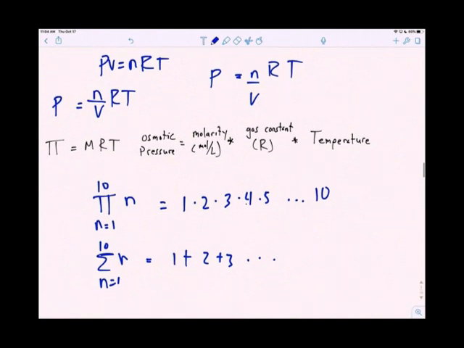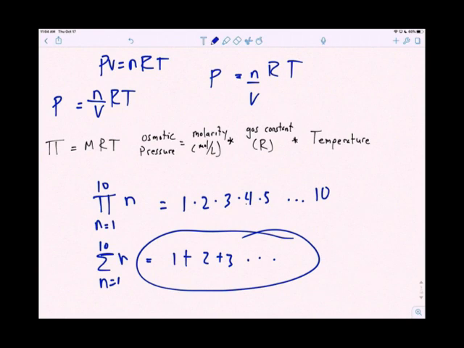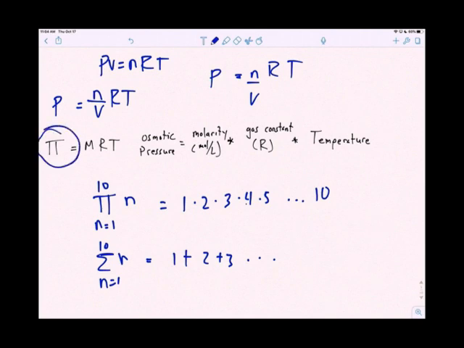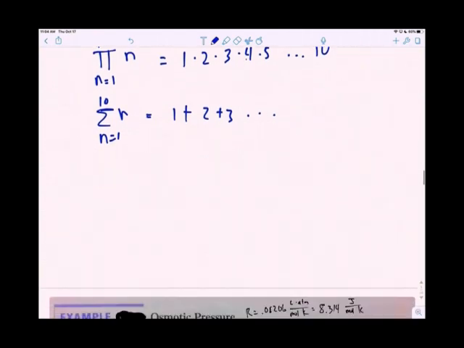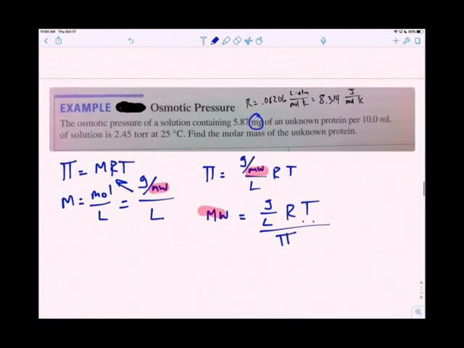And be careful though, capital Pi can mean a geometric series. So for instance, the product over n equals 1 to 10, that is this geometric series. And there's also a summation series, that's the adding together. So be careful about all these terms, they mean different things in different classes. But in chemistry class, capital Pi means osmotic pressure. So let's do this.